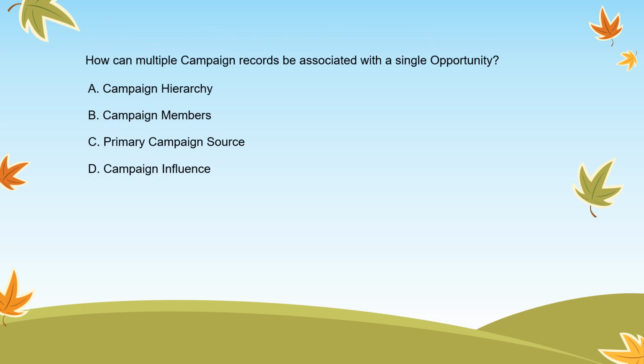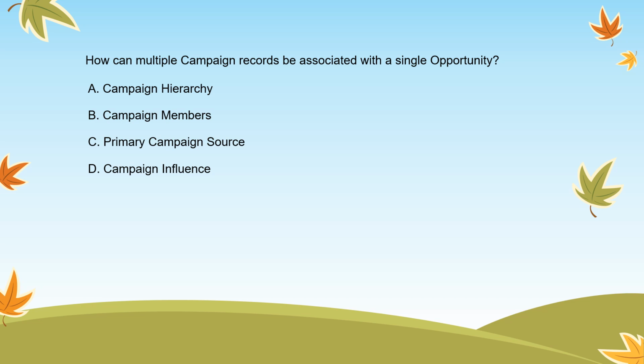How can multiple campaign records be associated with a single opportunity? Campaign hierarchy, campaign members, primary campaign source, campaign influence. So let's think about these for a second. Campaign hierarchy associates campaigns with a lookup relationship and allows you to group campaigns with specific marketing programs, things like that, but it does not show influence.